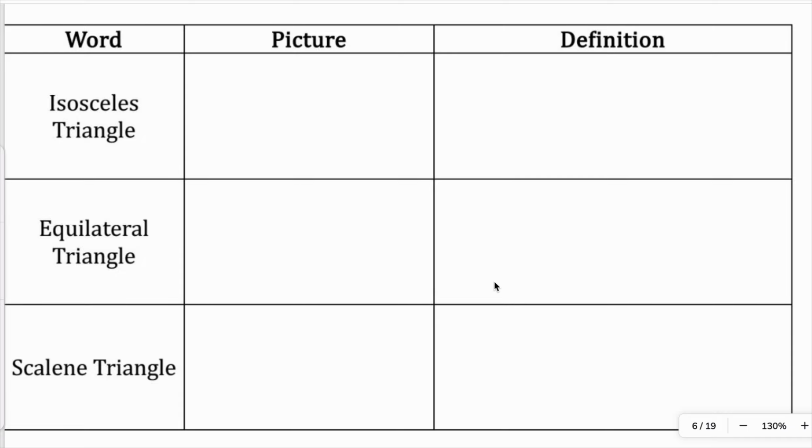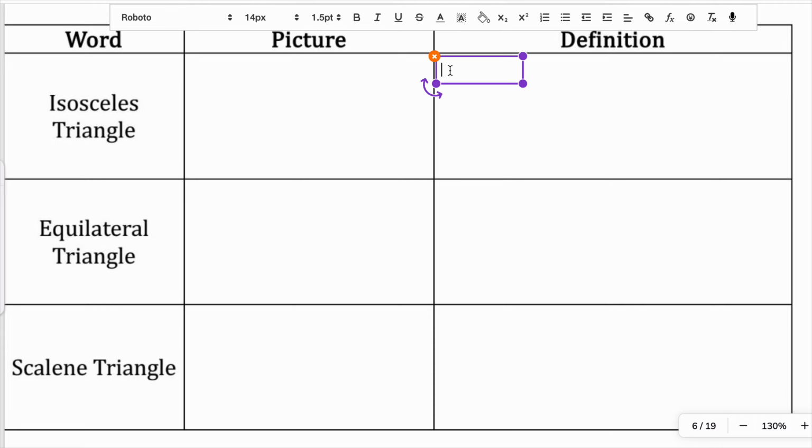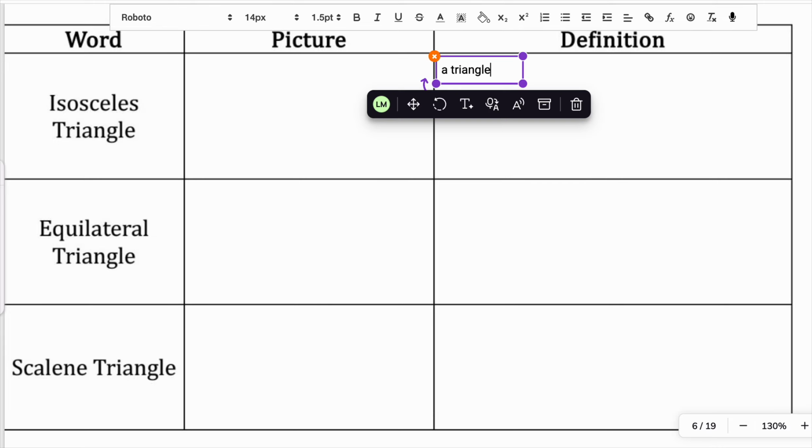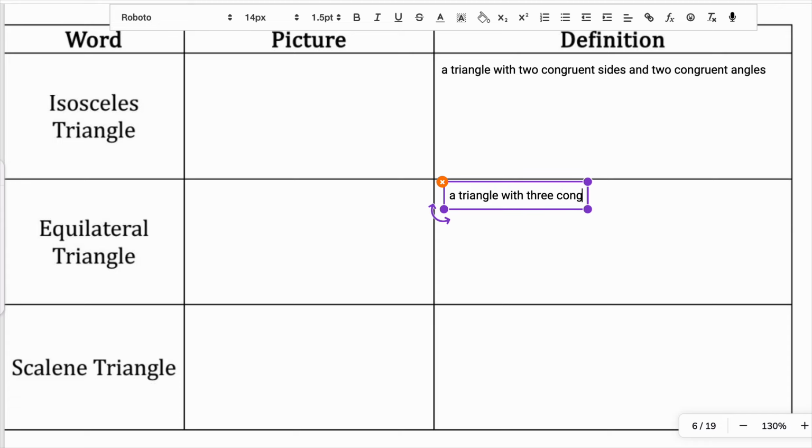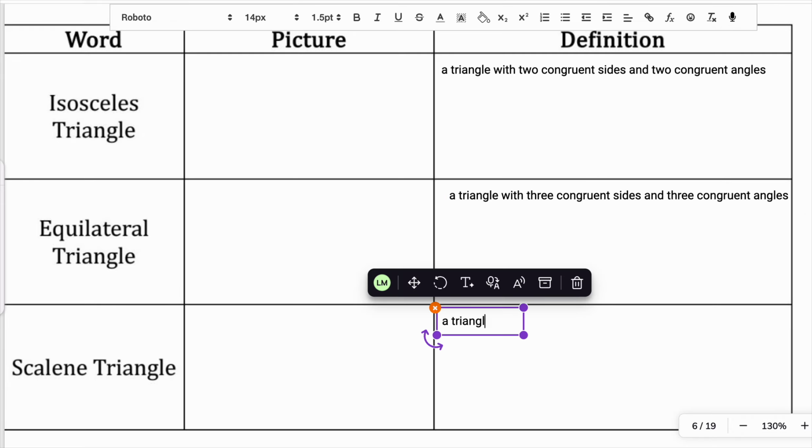The first thing we're going to talk about are the definitions of all types of triangles. So I'm going to go and type those in first, and then we'll draw some pictures. An isosceles triangle is a triangle with two congruent sides and two congruent angles. An equilateral triangle is a triangle with three congruent sides and three congruent angles. And a scalene triangle is a triangle with no congruent sides and no congruent angles.